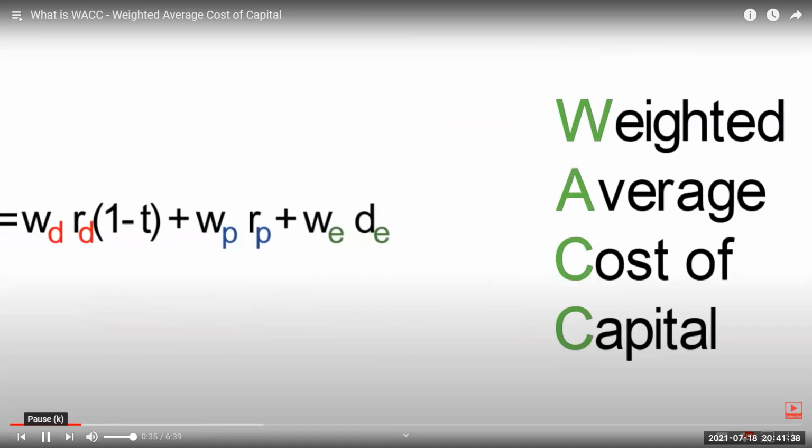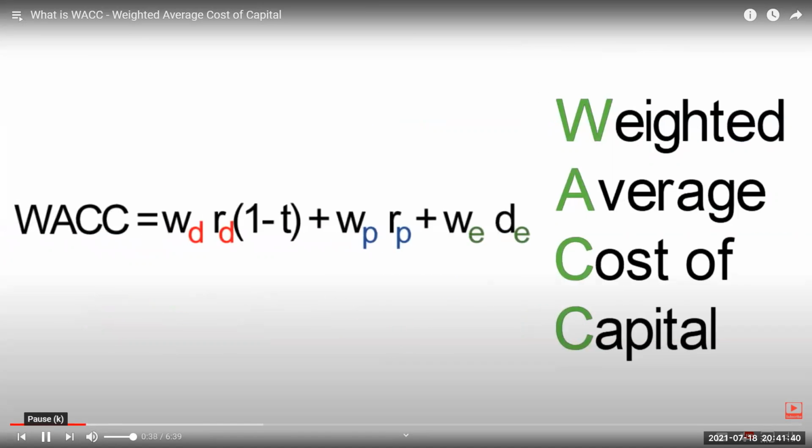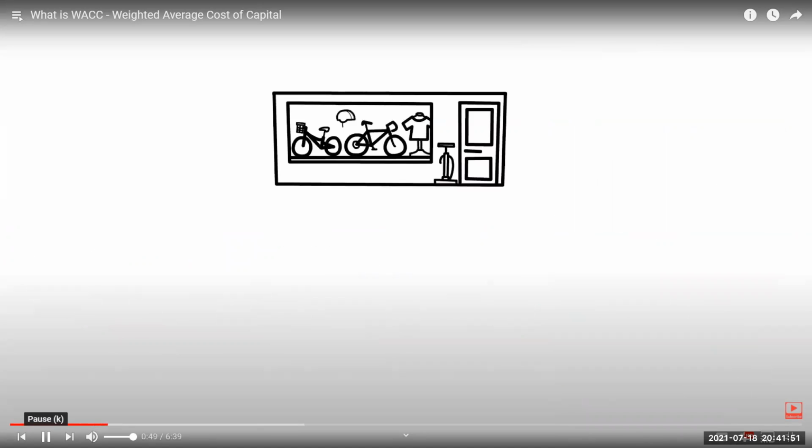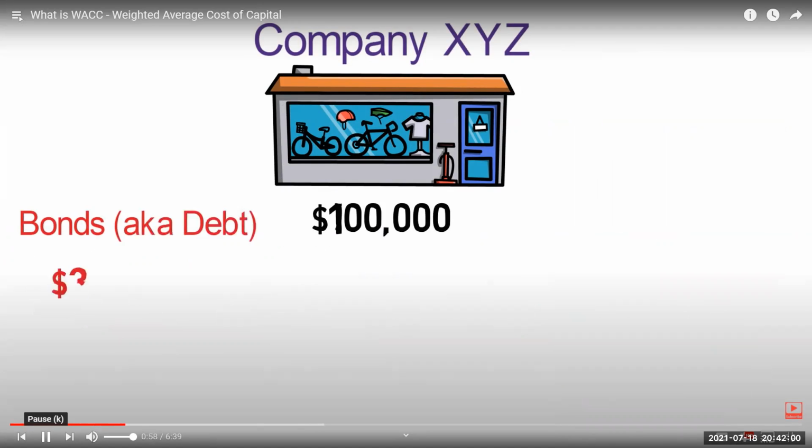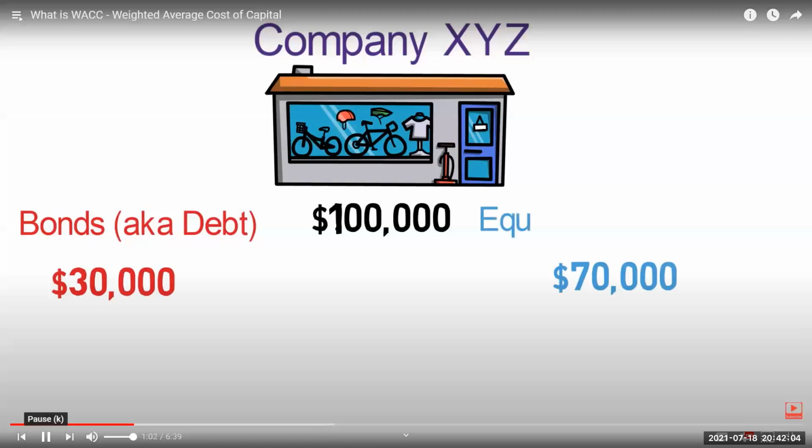The formula for calculating WACC looks like this. Although this formula may look a bit long at first, it's actually quite intuitive once you break it down. Before we even tackle the formula, let's walk through a quick example. Let's imagine that company XYZ decides to go out and raise $100,000 to grow their business. They have decided to issue bonds in the amount of $30,000, and then they sell $70,000 worth of equity to get them to the $100,000 that they're looking for. So now they have $100,000 in total market value.